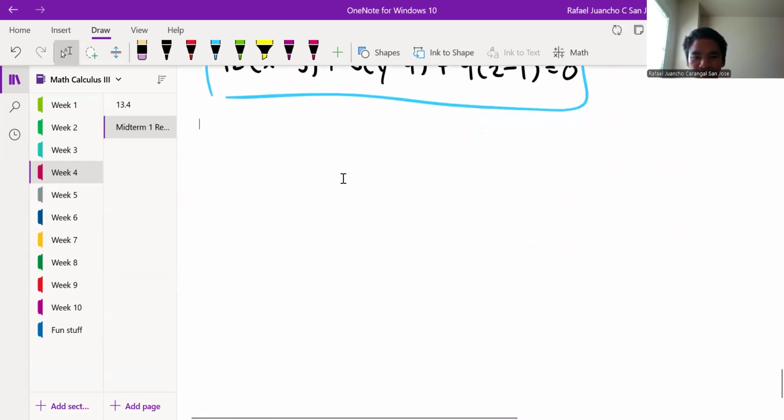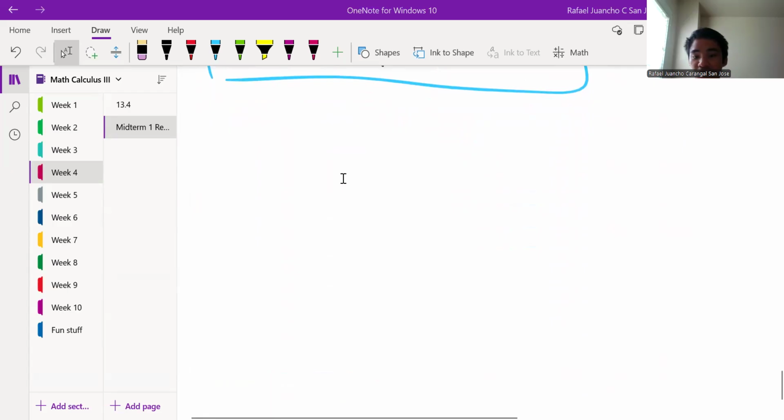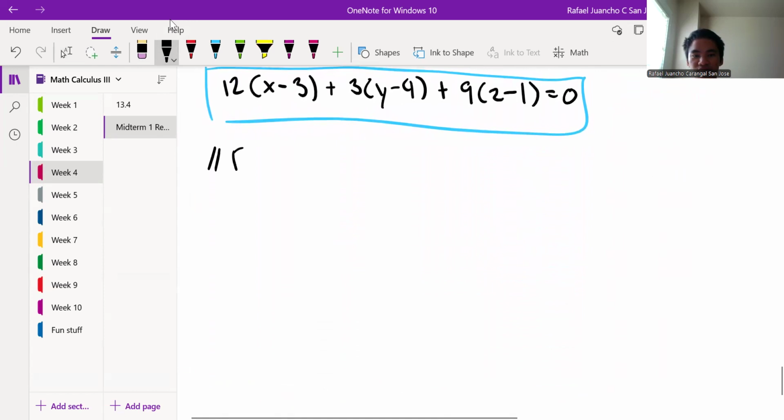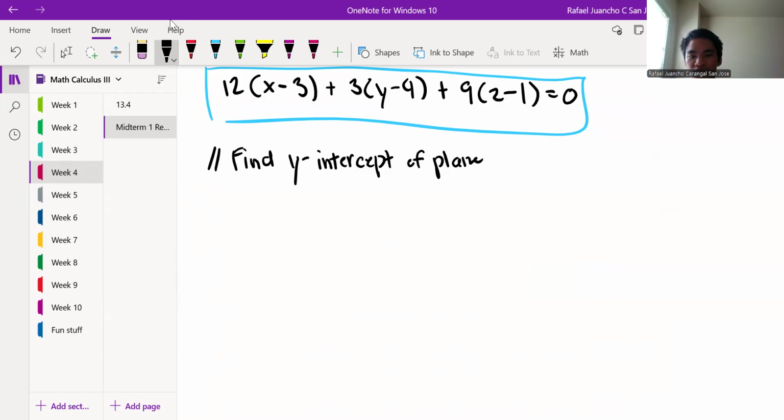Okay, next. And I think this is the last. Oh, that was the last one. Oh, no. Lastly, I need to find the y-intercept of the plane. And so to find the y-intercept, when exactly does the plane intercept the y-axis, right? Well, it's the idea when y is equal to 0. So we just plug it in. Plus 3, 0 minus 4, plus 9, z minus 1.